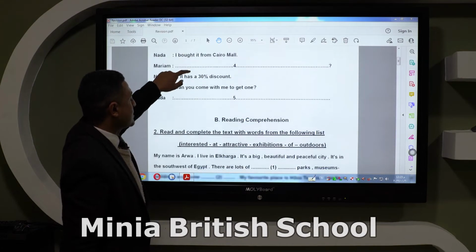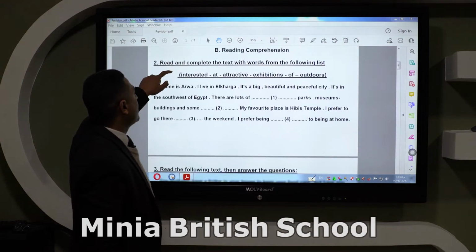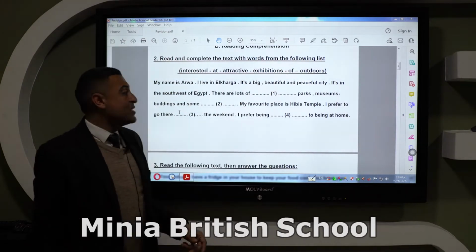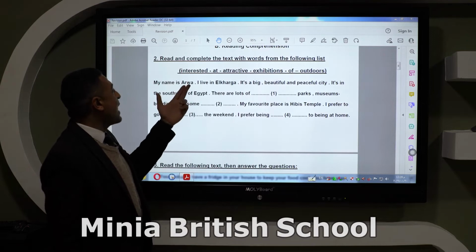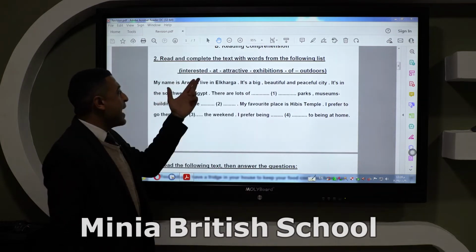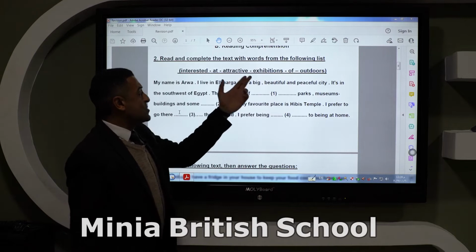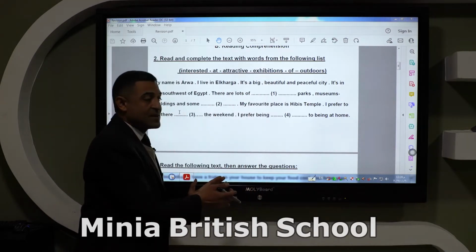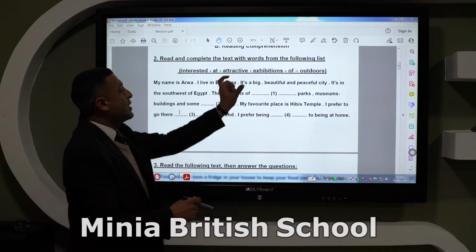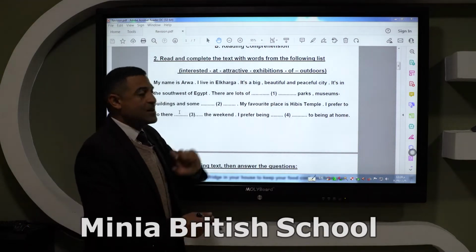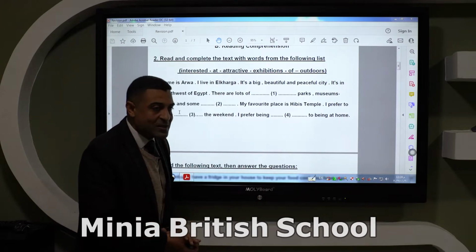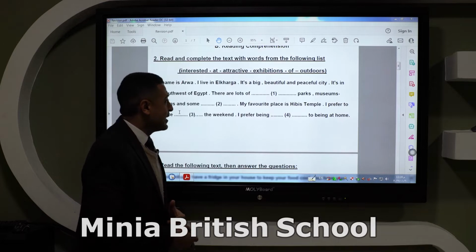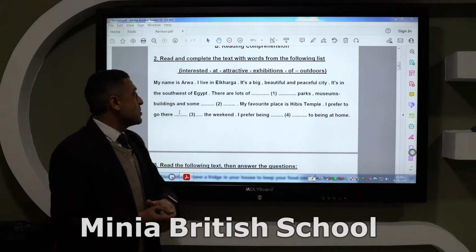So let's move to the second part, or the second question, which is to read and complete the text with the words from the following list. So here we have the words interested, at, attractive, exhibitions, of, and outdoors. So here we will read the text and then we will check which word fits the space and use it to complete the text. My name is Arwa. I live in El Kharga. El Kharga is a city in Egypt.